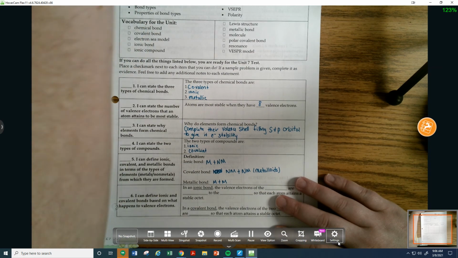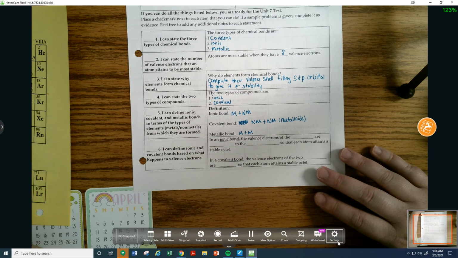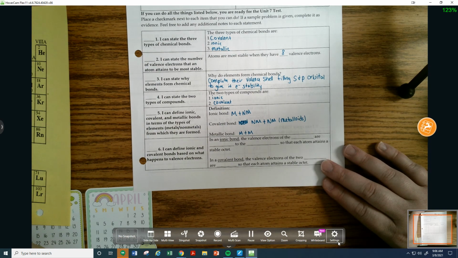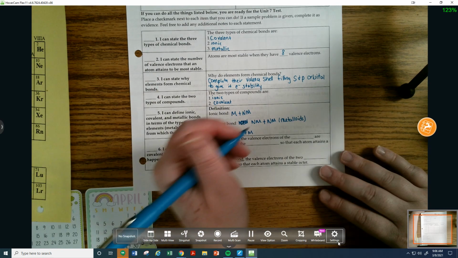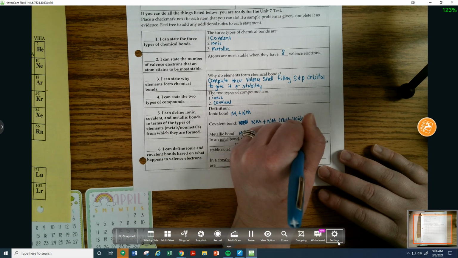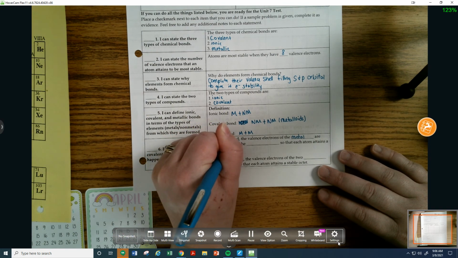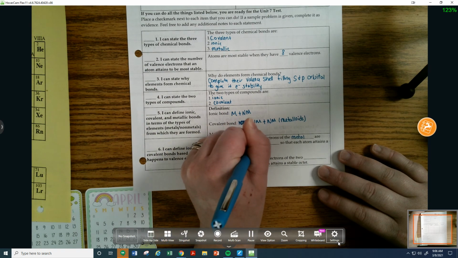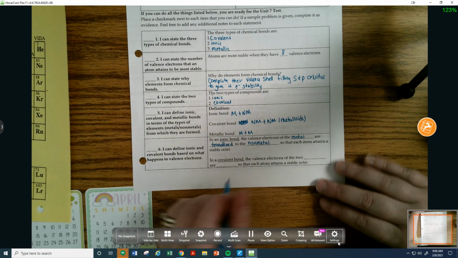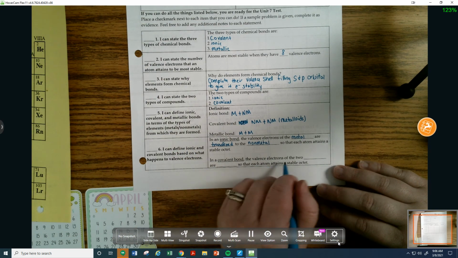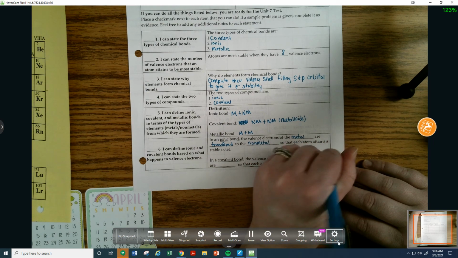So I can define ionic and covalent bonds based on what happens to the valence electrons. So in an ionic bond, the valence electrons of the metal are transferred to the nonmetal so that each atom attains a stable octet. In a covalent bond, the valence electrons of 2 nonmetals are shared.